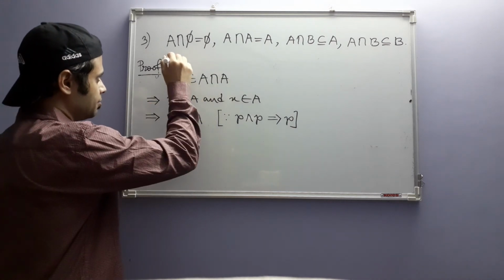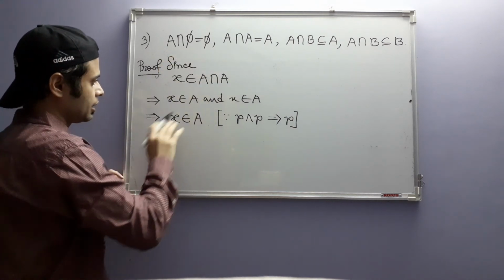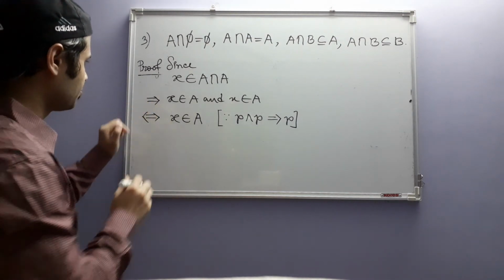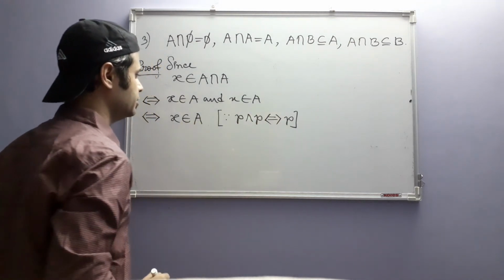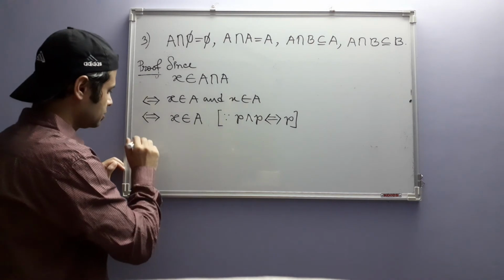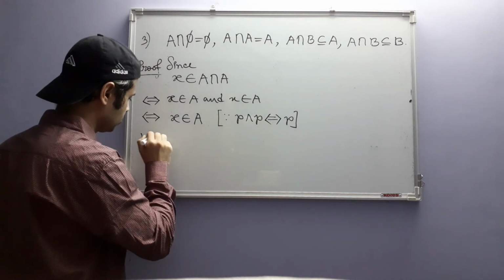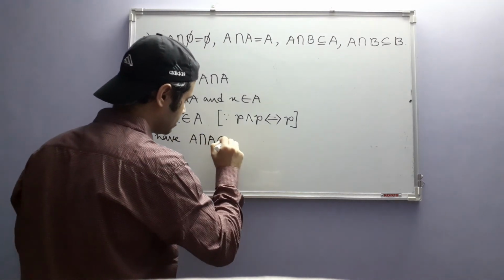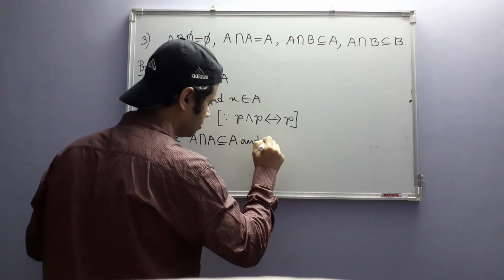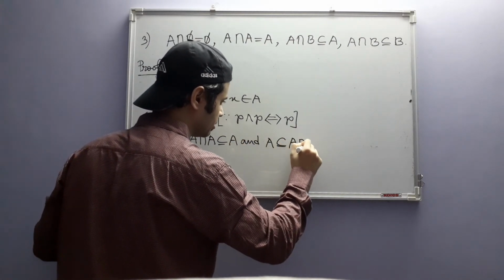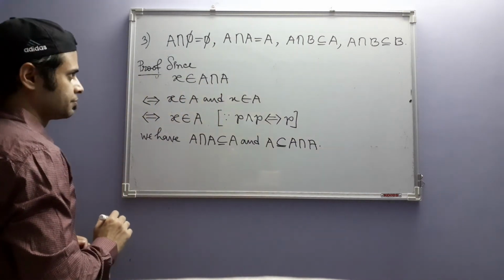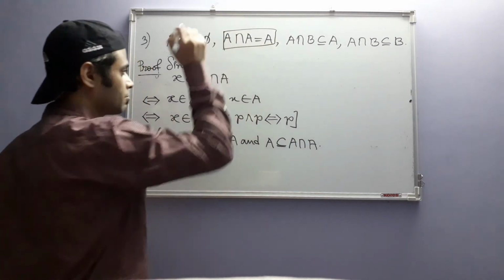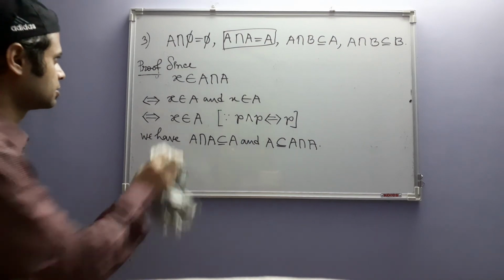Here we can get by simply by writing it like this. We also use the other direction. X belongs to A implies this. Now then we have to write this. Okay, this. Since this, we have A intersection A is a subset of A and A is a subset of A intersection A. So these two containments imply this. These are equal sets.